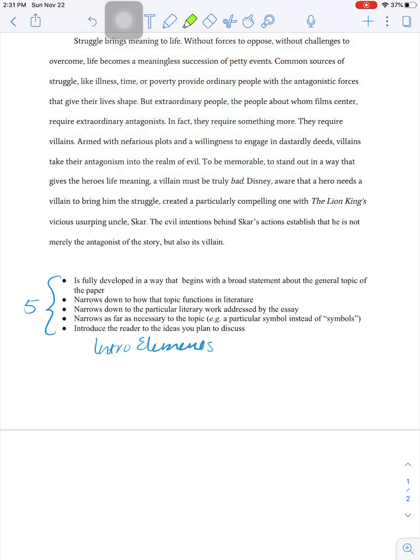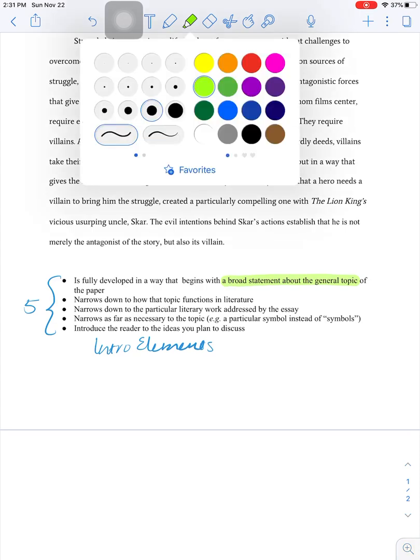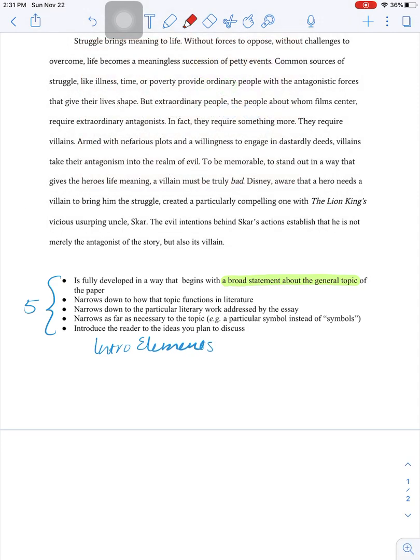So let's pick green. Why not? So we're going to say broad statement about the general topic of the paper. Okay? Then the next step of the introduction is that it will narrow down into how that topic functions in literature. So we're going to do red, or I guess it's pink, how that topic functions in literature. And you'll see we're going to go from general topic to that topic in literature.